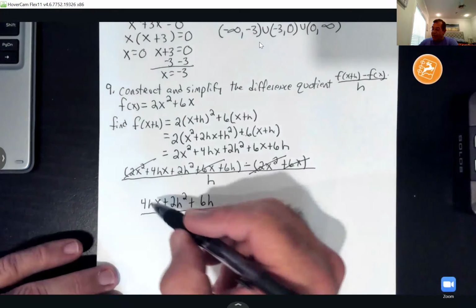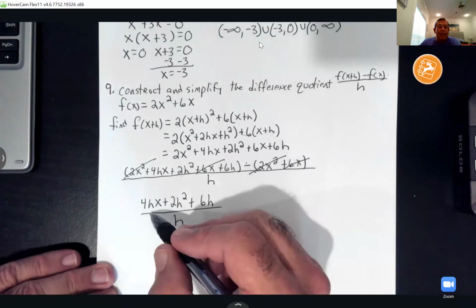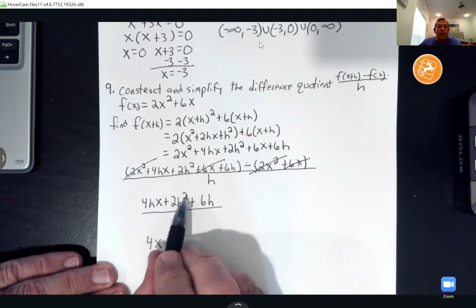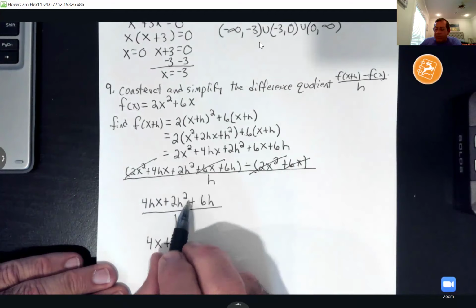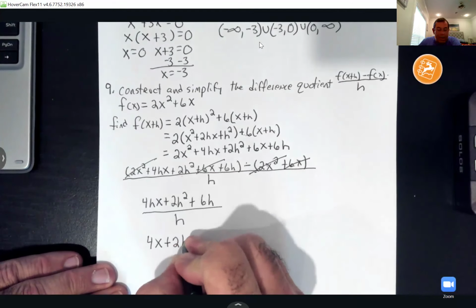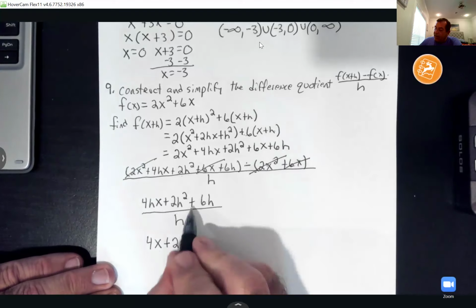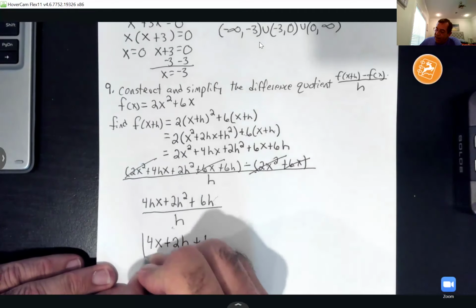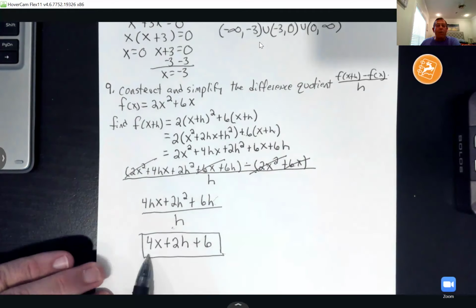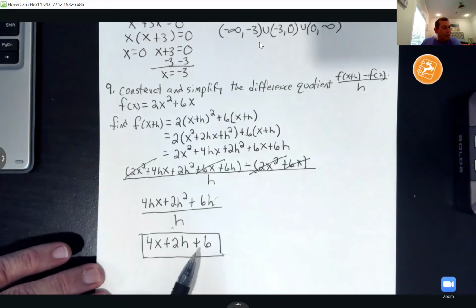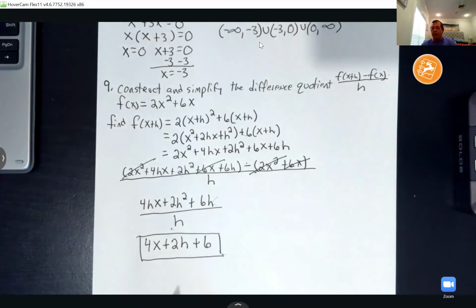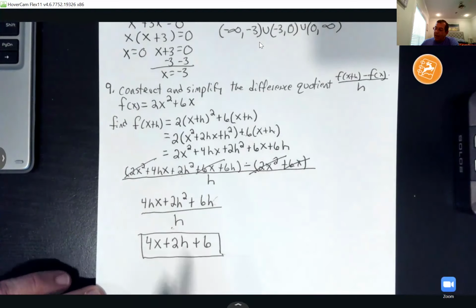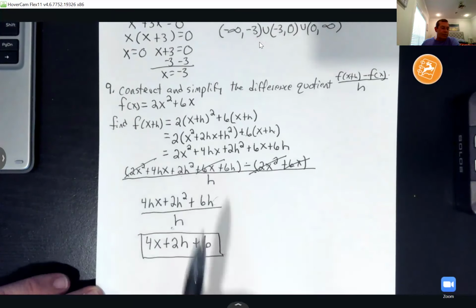And y'all, if you remember the last step, cancel h's, right? So you cancel that h out, you get a 4x plus, you had a 2h squared, you cancel one of them h's out, you still got an h left, so that's going to make a 2h. And then at the end, the 6h, that h cancels out, leaving a 6. So final answer, 4x plus 2h plus 6. Okay, so remember, all the f of x is always going to cancel out, okay? All that's going to be left are the stuff with the h's.